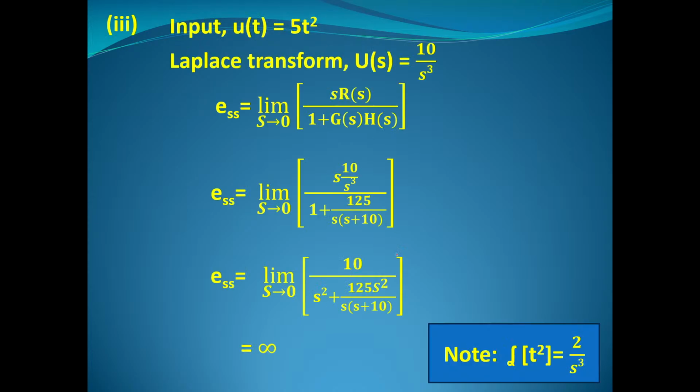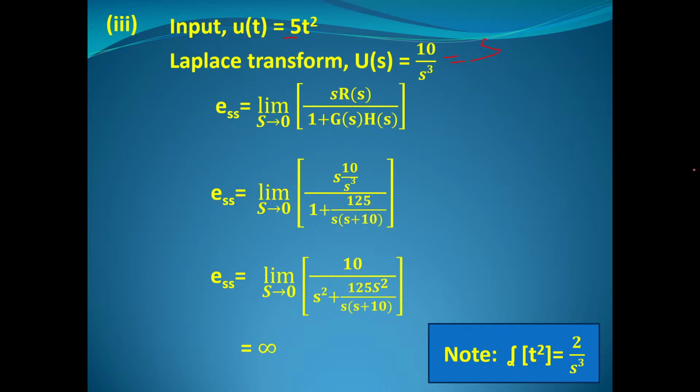Next, let us go for the third input. So what is our third input? u of t is equal to 5t square. 5 is constant, t square. So Laplace of t square, you can see at the bottom of this slide. Laplace of t square is 2 by s cube. So what is u of s? 5 into 2 by s cube, that is 10 by s cube.